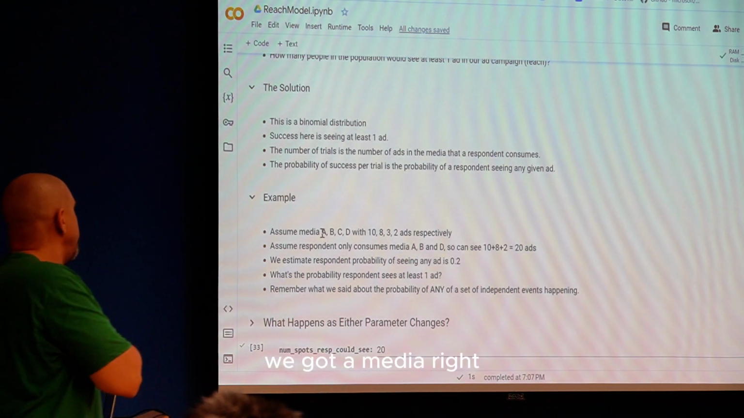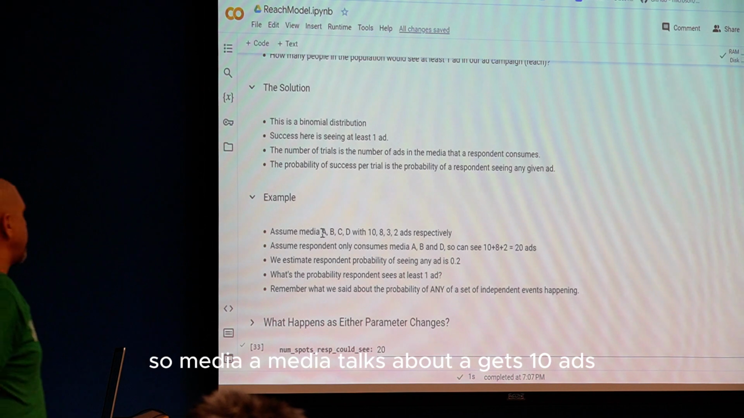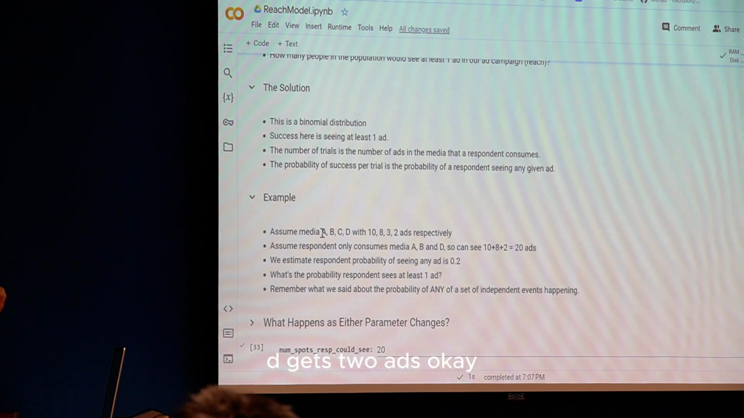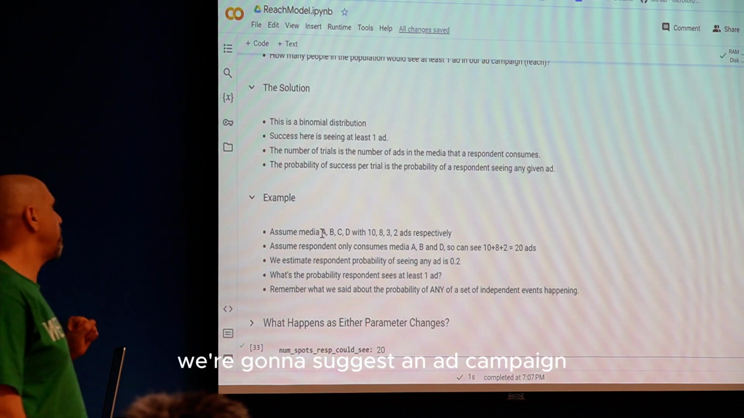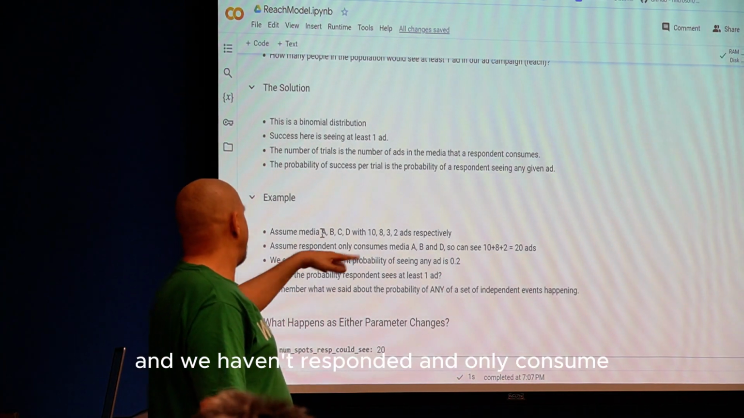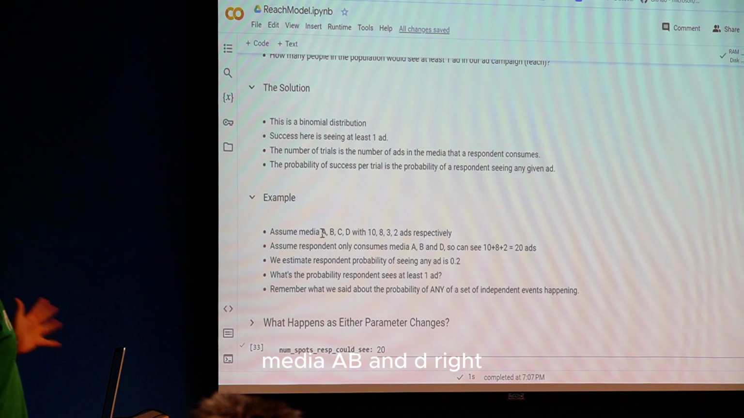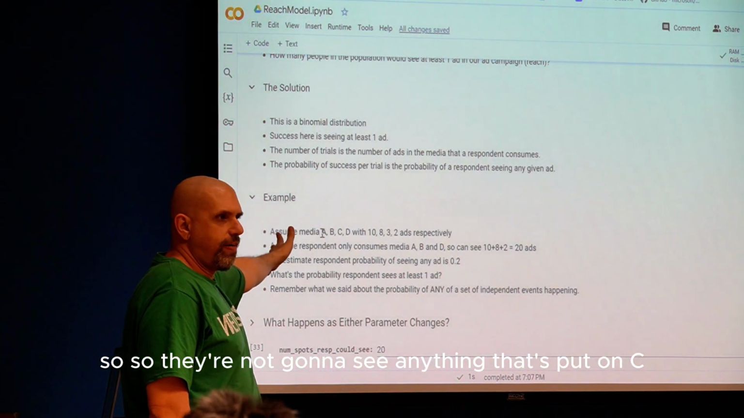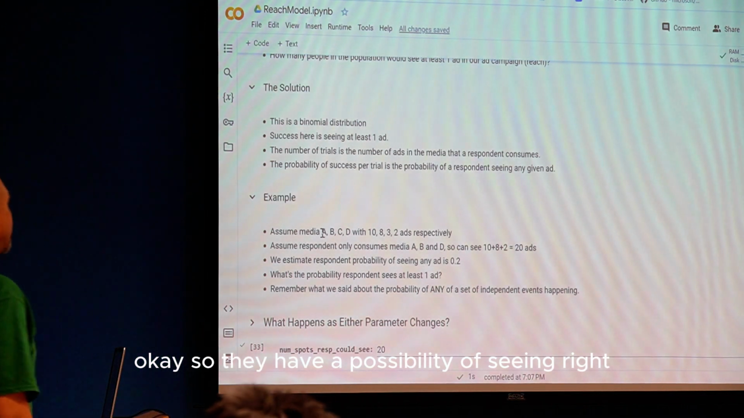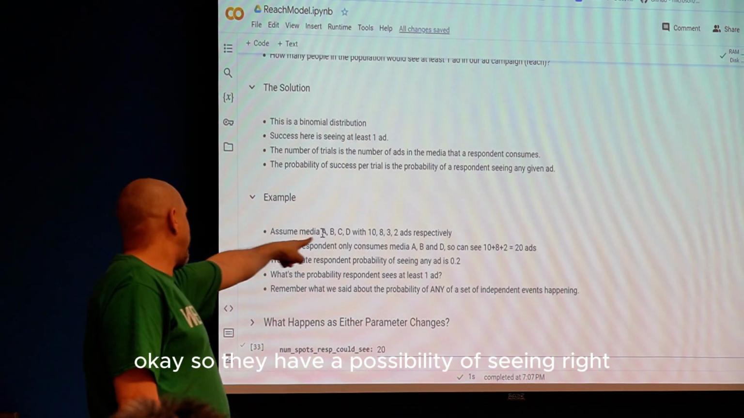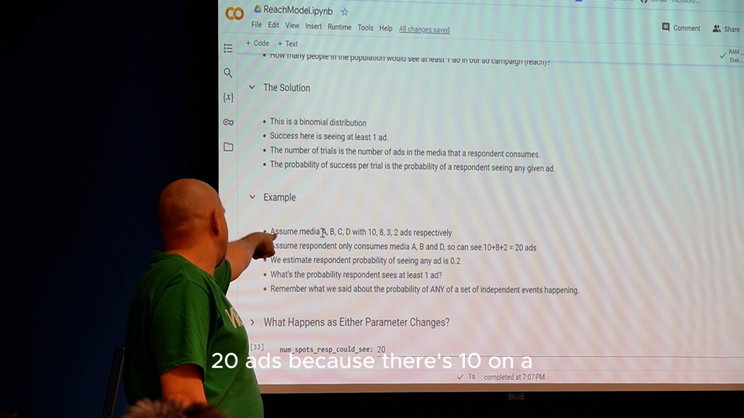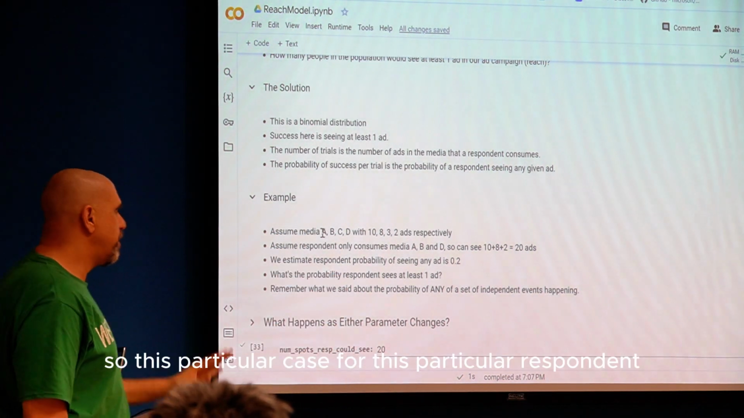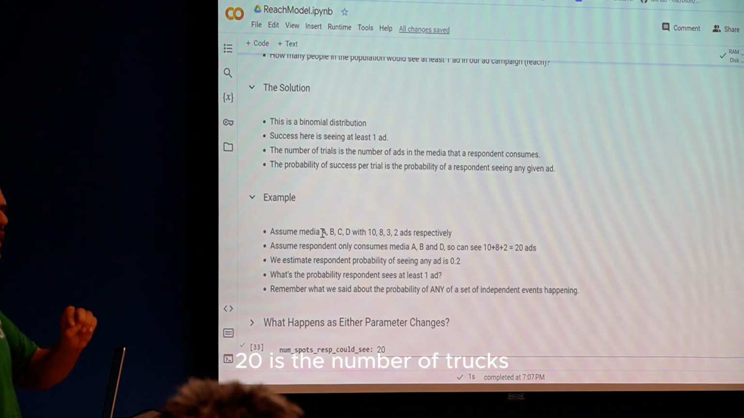So in this case, we got a media, right? So media time spot A gets 10 ads, B gets 8 ads, C gets 3 ads, D gets 2 ads. We're going to assume that's their ad campaign. And we have a respondent, and they only consume media A, B, and D. So they're not going to see anything that's put on C. So they have a possibility of seeing 20 ads, because there's 10 on A, 8 on B, and 2 on D. So for this particular respondent, 20 is the number of trials.